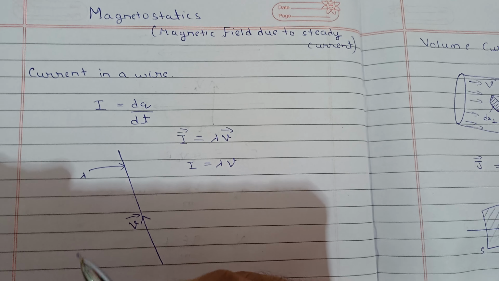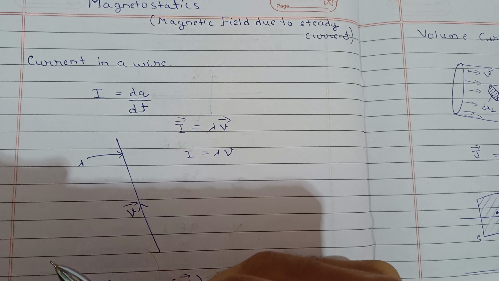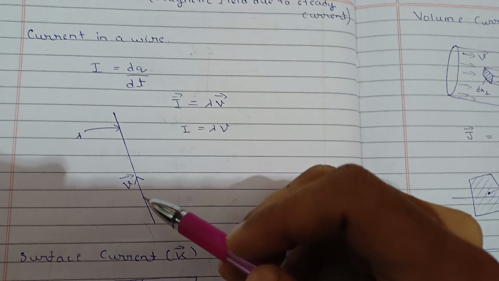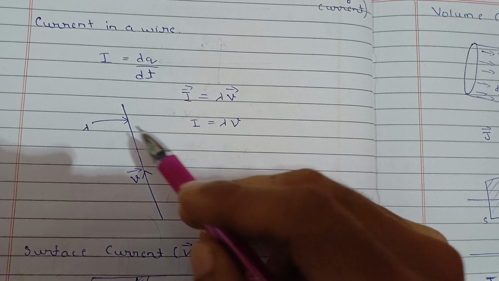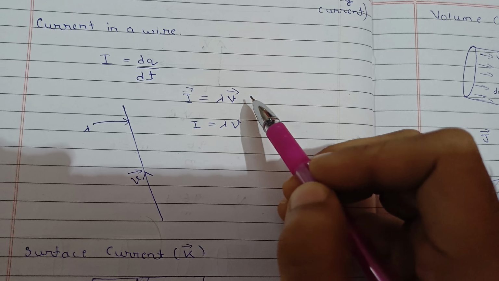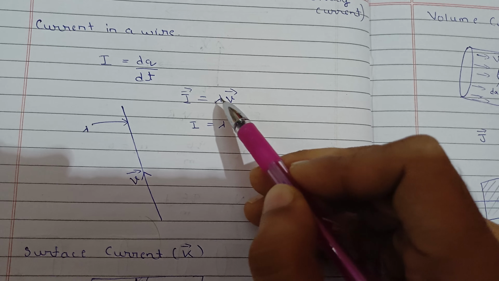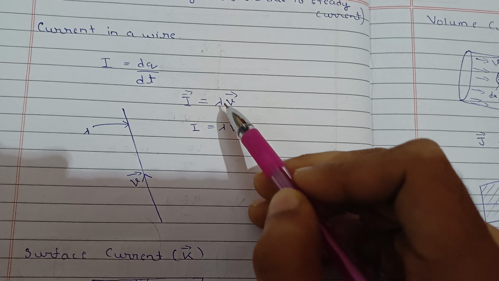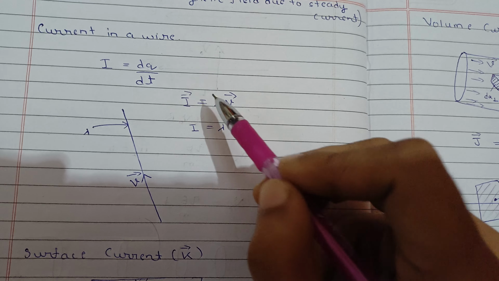So let's start. First, it is the current in a wire. You know how the current is defined, that is dq by dt. If there is a single wire and current is flowing with velocity v, then the current can be defined if the charge density is lambda. Lambda v will give you the current. How? Because this is length per unit time and this is charge per unit length, so it will give you total charge divided by time. That will give you dq by dt. So you can define your current in a single wire this way.